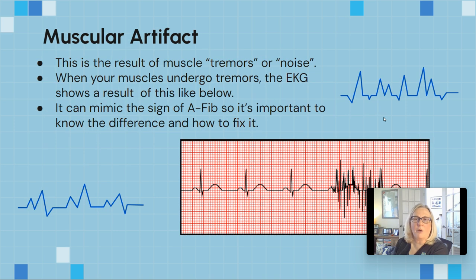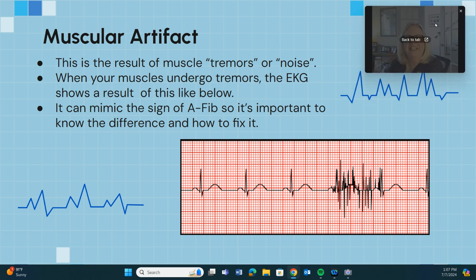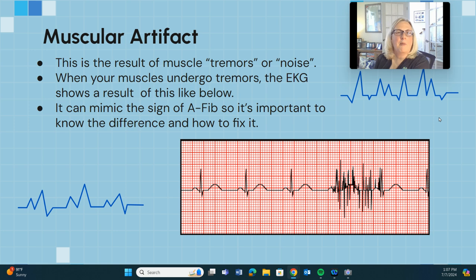All right, so the first type is called muscular artifact. It means exactly what it sounds like. So this means that the artifact, the little wiggles on the EKG themselves, are not coming from the heart. They're coming from movement of muscles. Okay. So it's muscle tremors. It might be muscle noise. It might be someone sneezed. It might be someone flexing their feet, someone with Parkinson's disease, someone that can't sit still. Lots of different reasons why you would see some sort of muscular artifact.